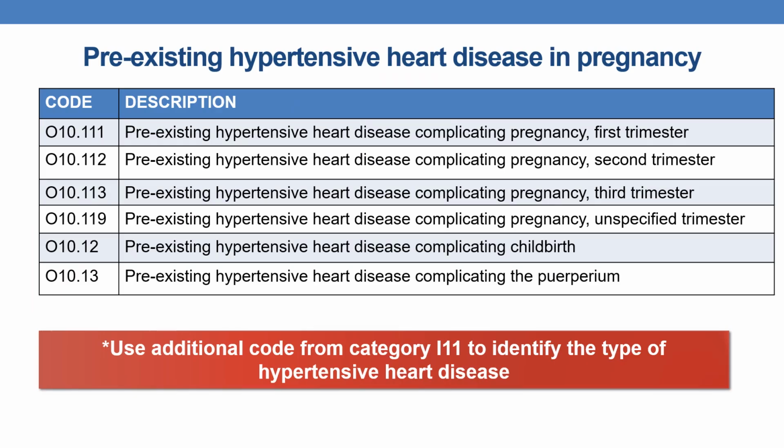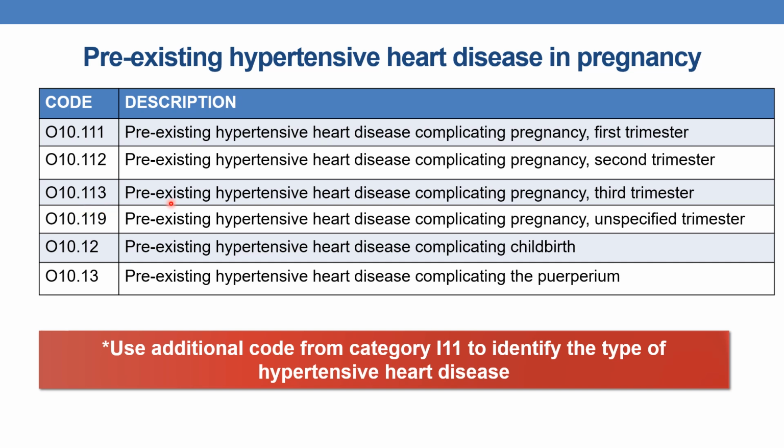Now coming to the codes for pre-existing hypertensive heart disease in pregnancy. O10.111 deals with pre-existing hypertensive heart disease complicating pregnancy, first trimester. O10.112 deals with pre-existing hypertensive heart disease complicating pregnancy, second trimester.